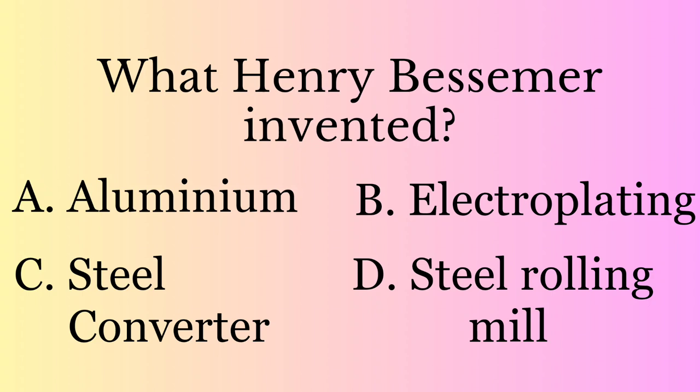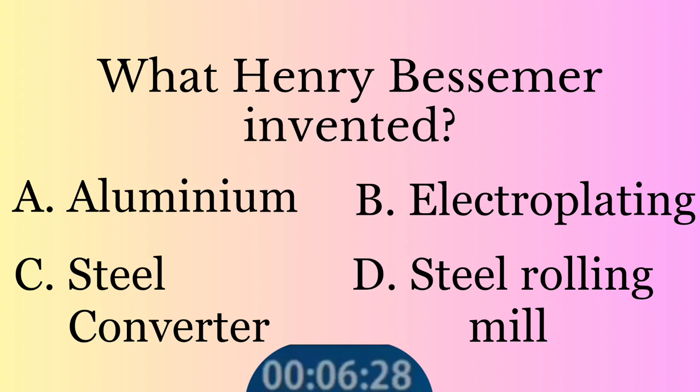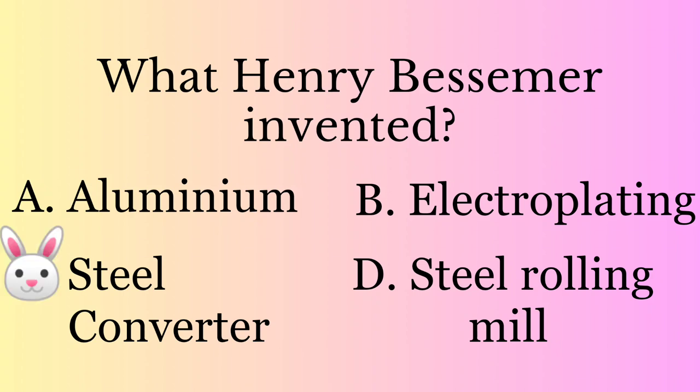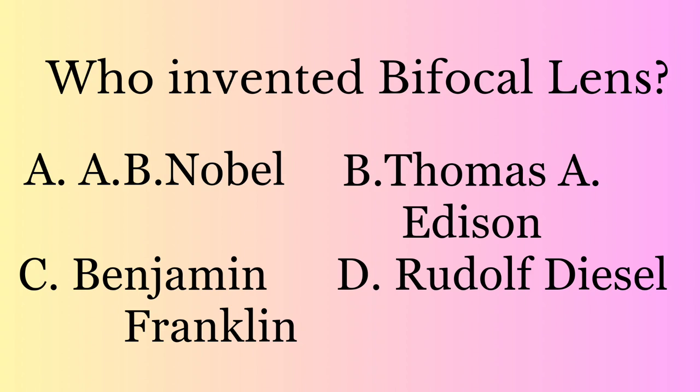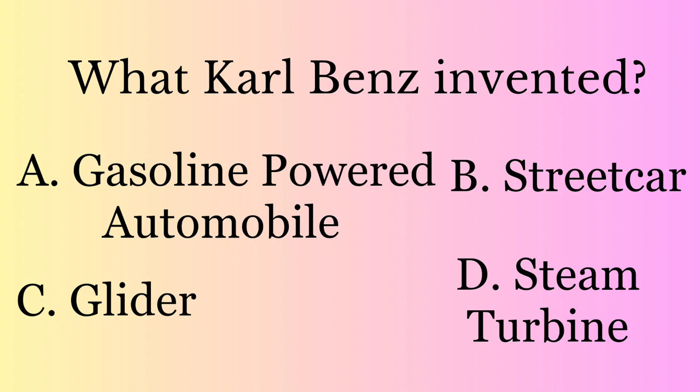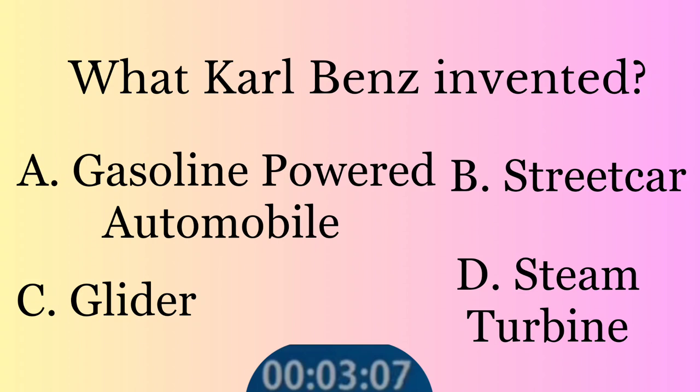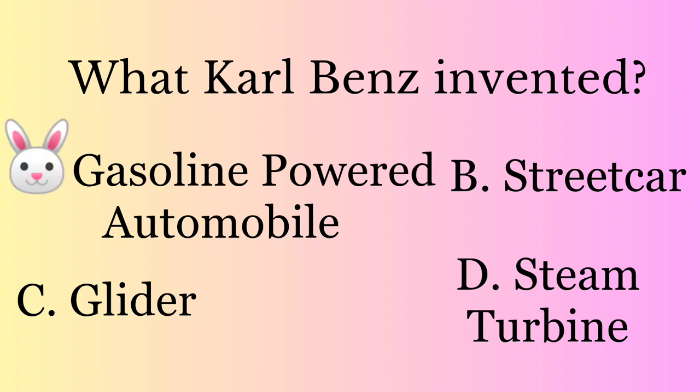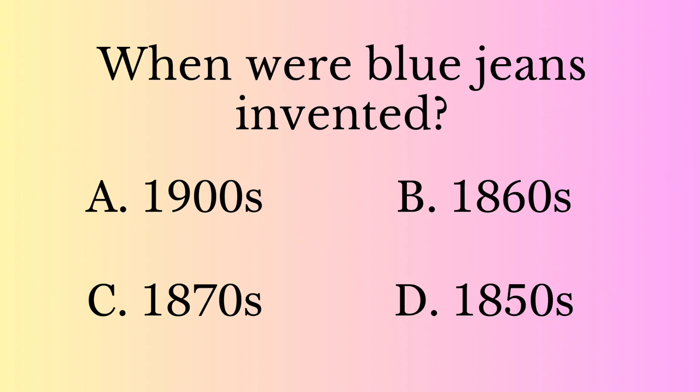What did Henry Bessemer invent? Steel converter, invented in 1856. Who invented the bifocal lens? Benjamin Franklin. What did Carl Benz invent? Gasoline-powered automobile, invented in 1885. When were blue jeans invented?